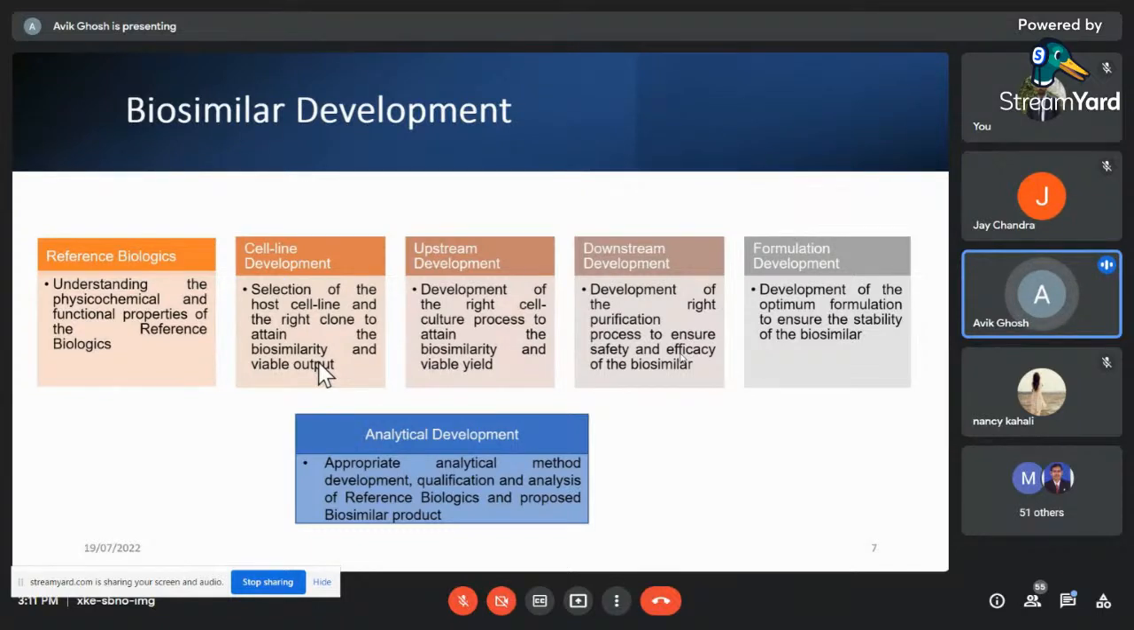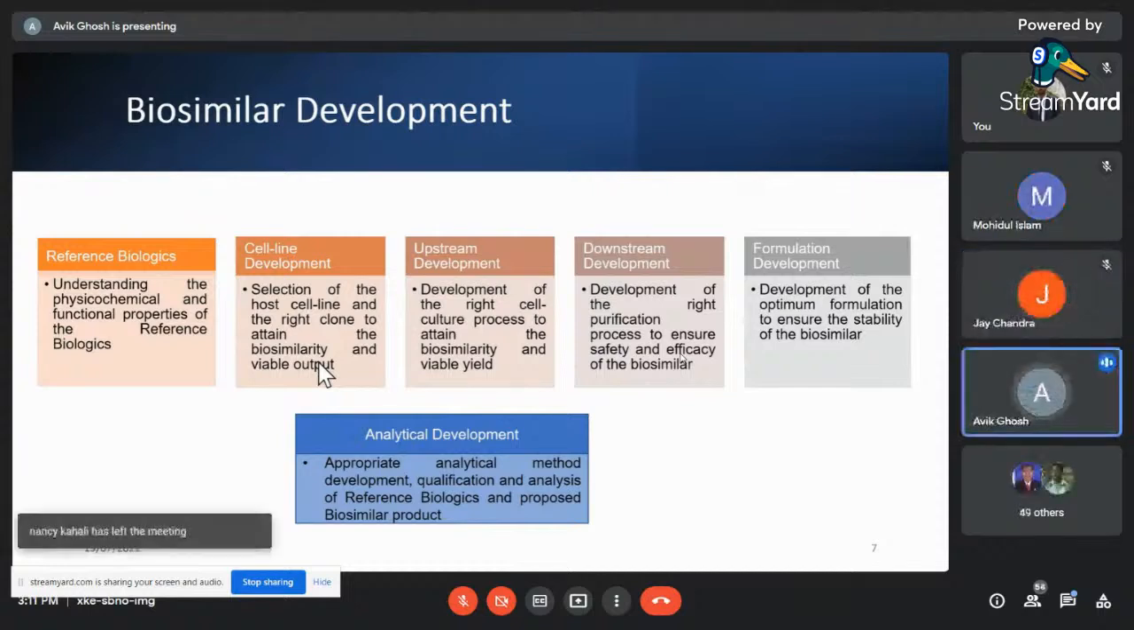This part also involves the selection of a container, where your biosimilar product would be. Is it in a vial, a pre-filled syringe, or an auto injector? All of that development happens in the formulation development, or drug product development, part.